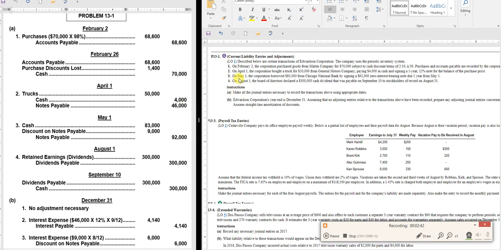On May 1st, the corporation borrowed $83,000 from Chicago National Bank by signing a $92,000 zero interest-bearing note due 1 year from May 1st. So notice we borrowed $83,000 by signing a $92,000 note. If we were back in, I think it was chapter 6, where you dealt with present value, I would probably figure out the present value of $92,000 for 1 year at whatever the prevailing interest rate was to get 83,000.